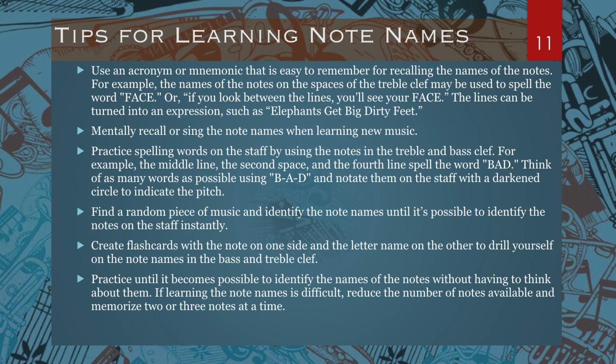It just takes time to get used to seeing them on a staff and mentally understanding their positioning between the lines and the spaces. Finally, practice until it becomes possible to identify the names of the notes without having to think about them. If learning the note names is difficult, reduce the number of notes available and memorize 2 or 3 notes at a time. And that is actually a good technique. You can also go to musictheory.net and use their tools to help you identify note names or anything else really in this course.